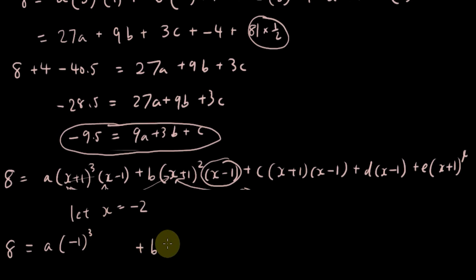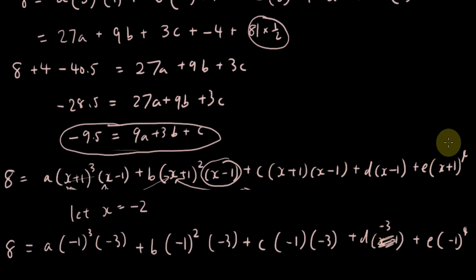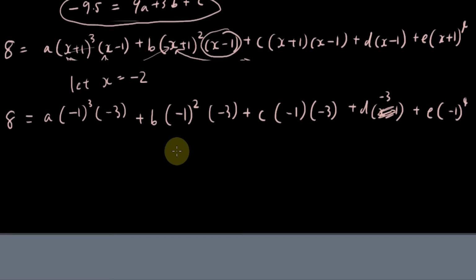So I'm just going to do that to make it slightly quicker. X plus 1 is negative 1. And then wherever you have x minus 1, negative 2 minus 1 is negative 3. So that should say negative 3 here. Okay, so now we are going to continue with that. So negative 1 to the power of 3. Anytime you have negative 1 to the power of an odd number, it's going to be negative again. So that's just negative 1 again.